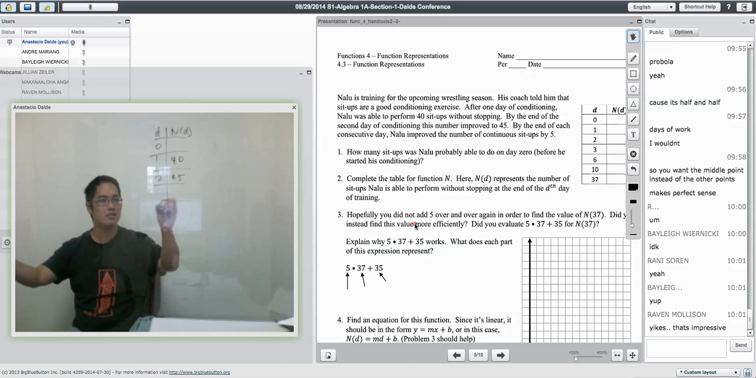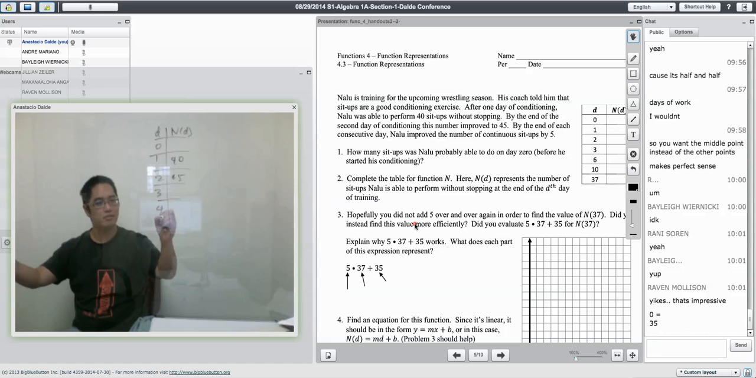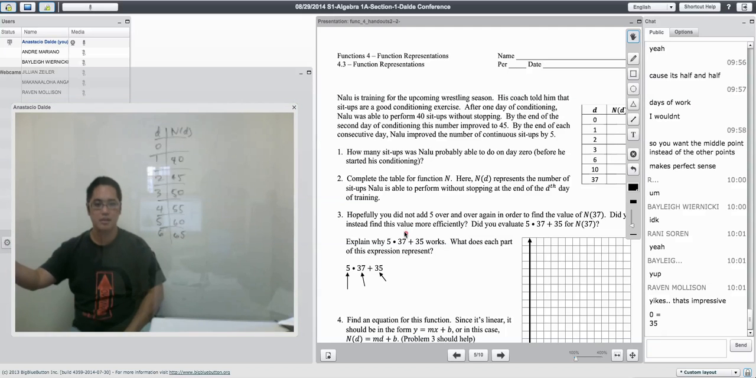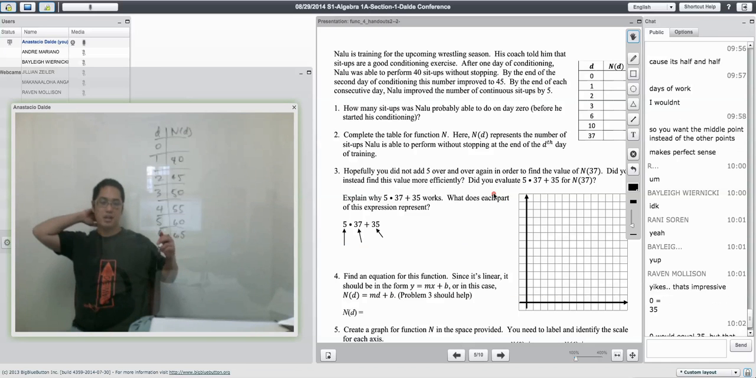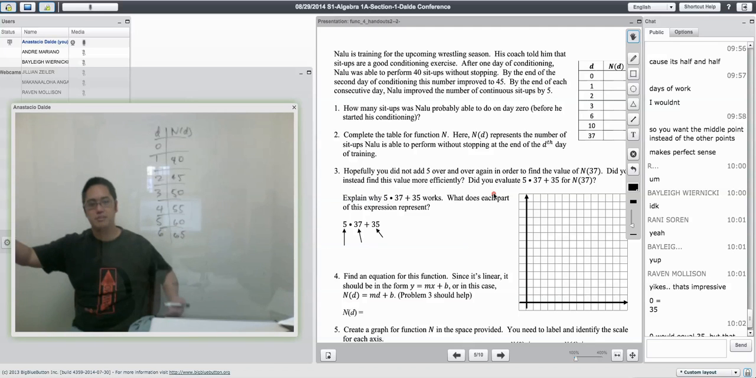Oh, cool. So 3, 4, 5, 6. So the dude did 50 here and 55 and 60 and 65 and so on and so forth. All right, here we go. How many sit-ups could Nalu do before he started his conditioning? Well, he didn't do any conditioning. He'd probably do about 35.